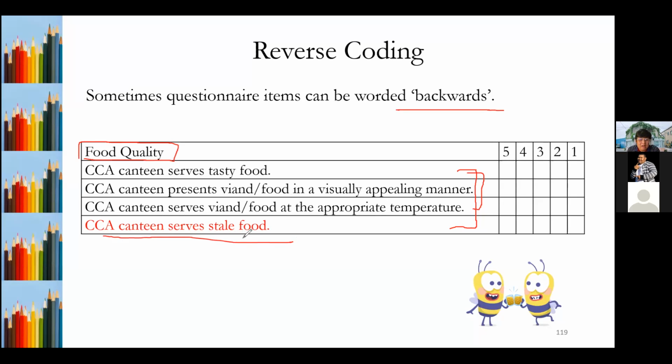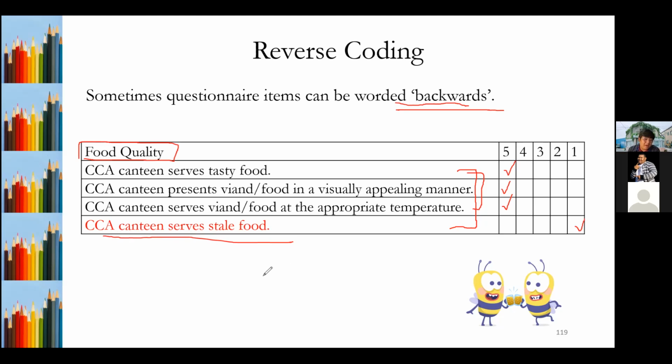This is basically an item that is worded backwards. So kung sasagutin yan ng respondents, let's say ang sagot niya dito, CCA canteen serves tasty food, strongly agree. CCA canteen presents viand or food in a visually appealing manner, strongly agree. CCA canteen serves viand or food that is appropriate in temperature, strongly agree. And since this is negatively stated or backwardly stated, ang sagot of course ng student dito would be opposite. What? Strongly disagree. Okay? So you will see here, meron isang item na worded backwards.